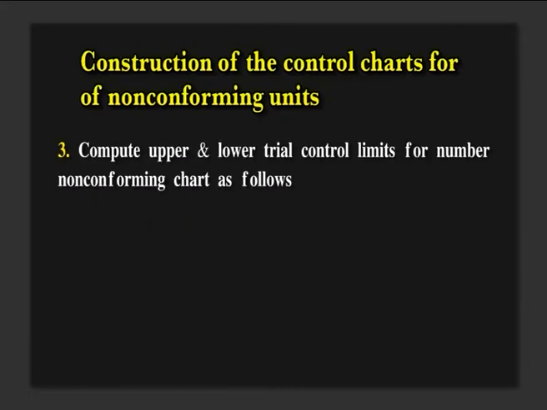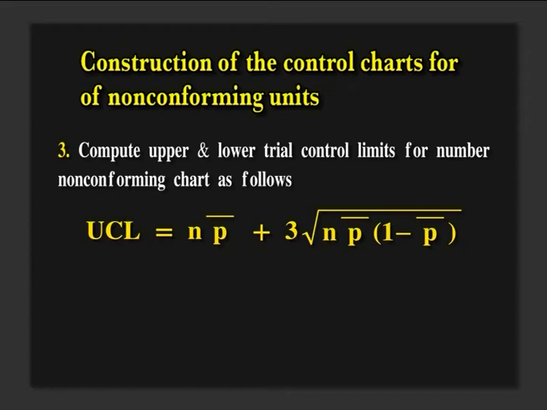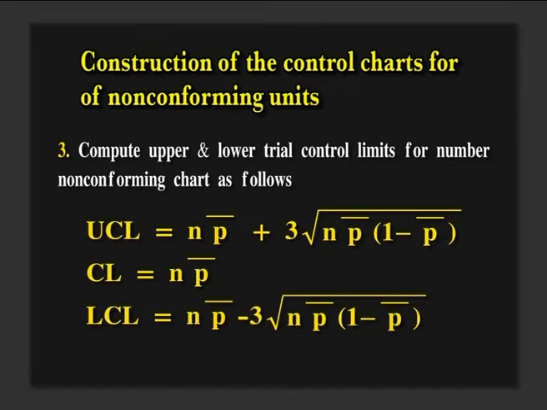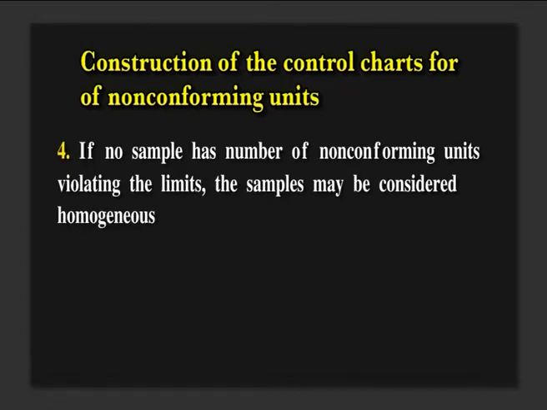Step 3. Compute upper control and lower control trial limits for number of non-conforming chart as follows. UCL is equal to NP bar plus 3 times root of NP bar into 1 minus P bar, central line is equal to NP bar, lower control limit is equal to NP bar minus 3 times root of NP bar into 1 minus P bar. Step 4. If no sample has number of non-conforming units violating the limits, the samples may be considered homogeneous.